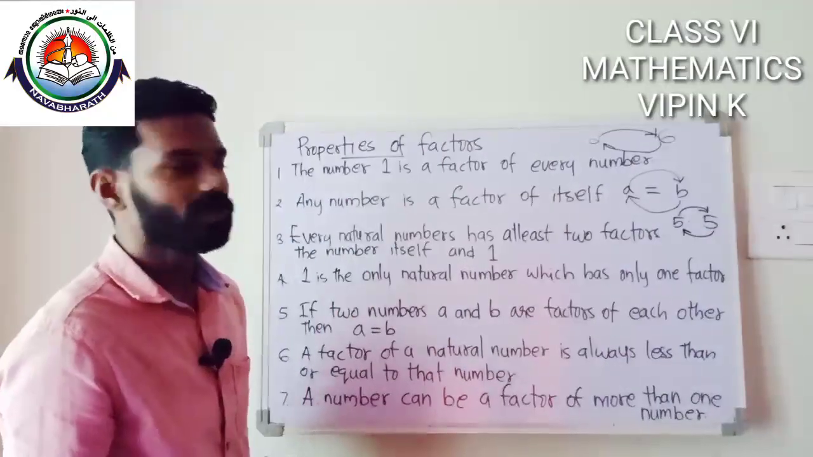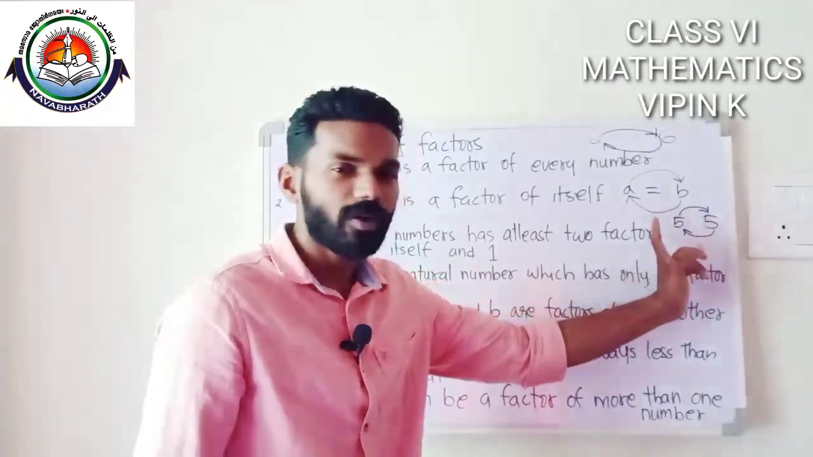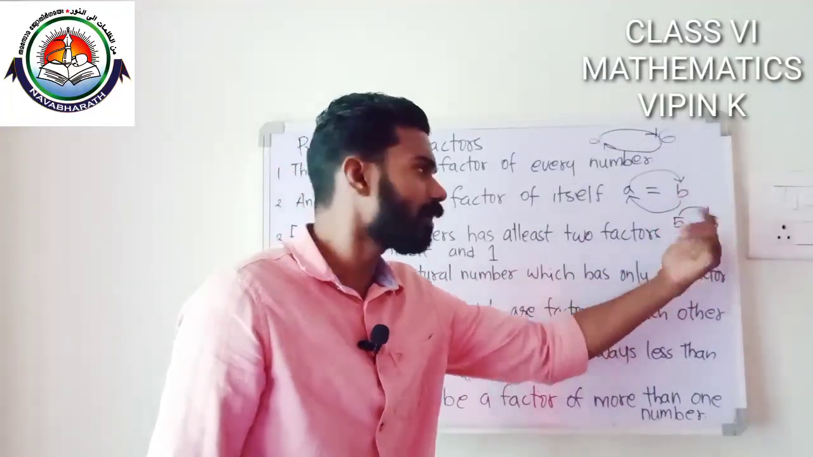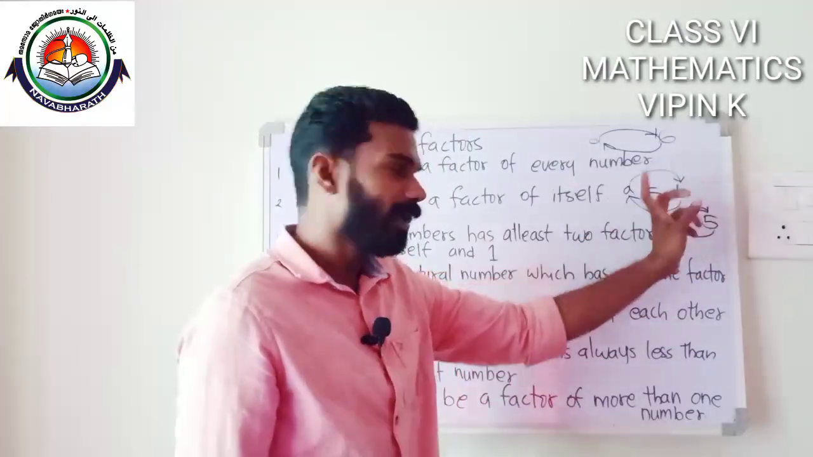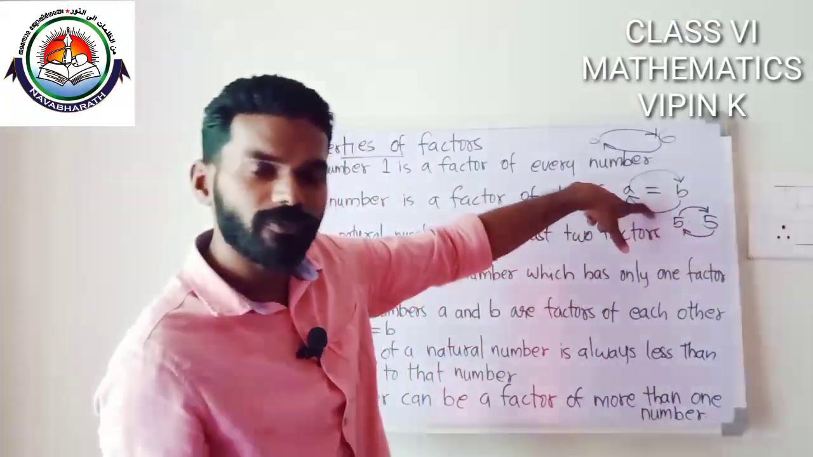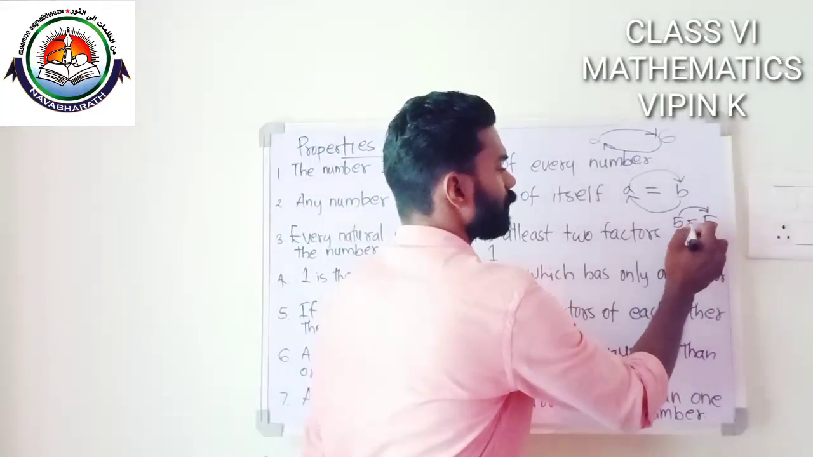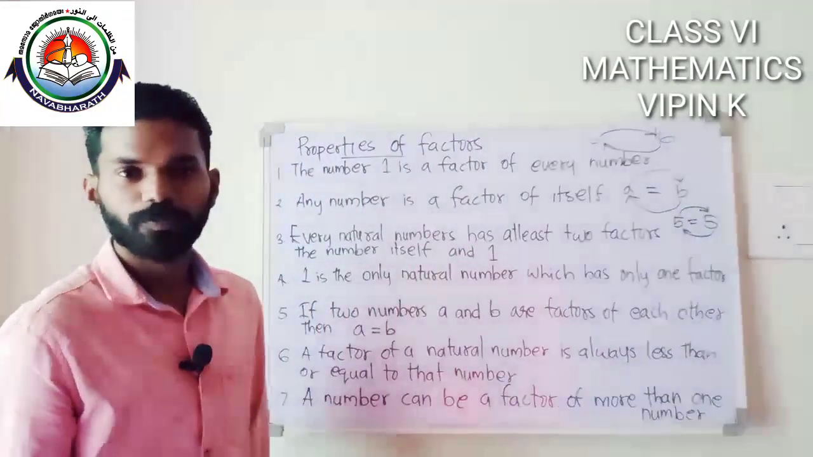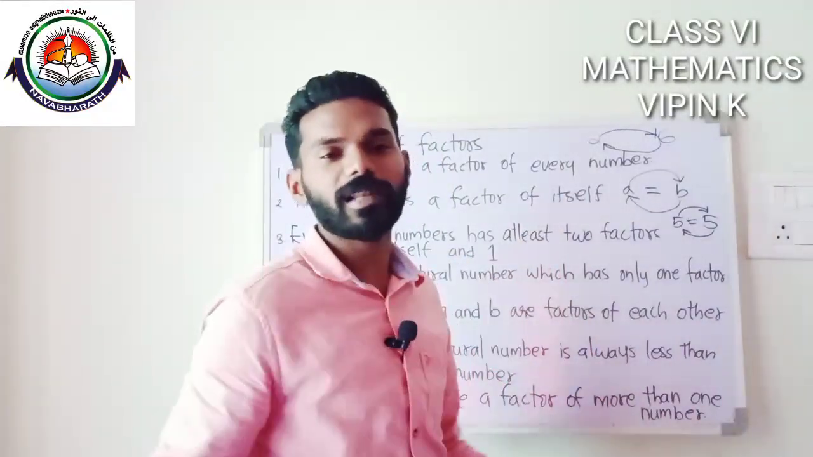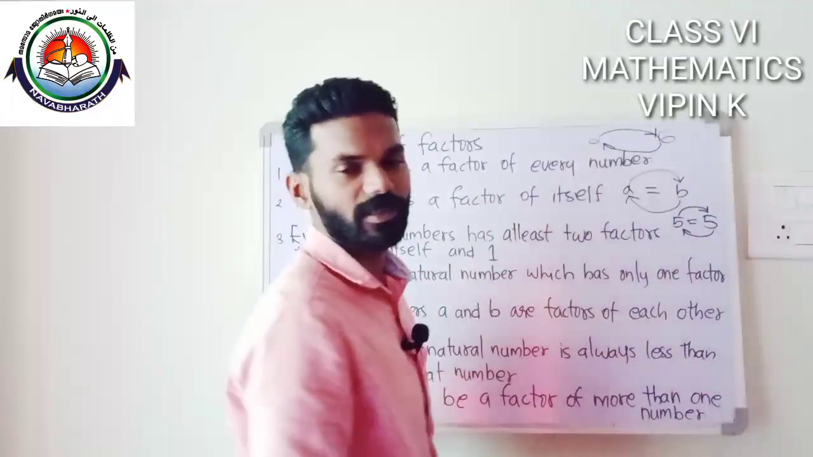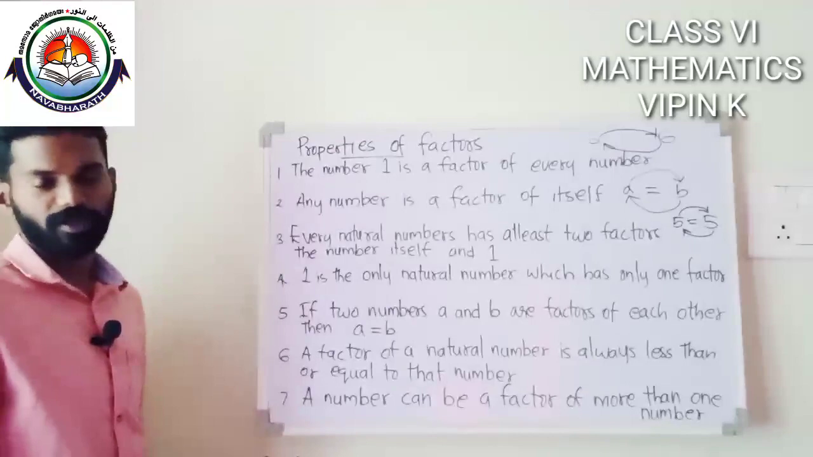Okay. So this is possible only if two numbers are factors of each other, which means one is a factor of the other and the next is a factor of the first one. Then those two numbers must be equal. If two numbers are unequal, then they never can be the factors of each other. Okay, that is what is meant by this fifth property.